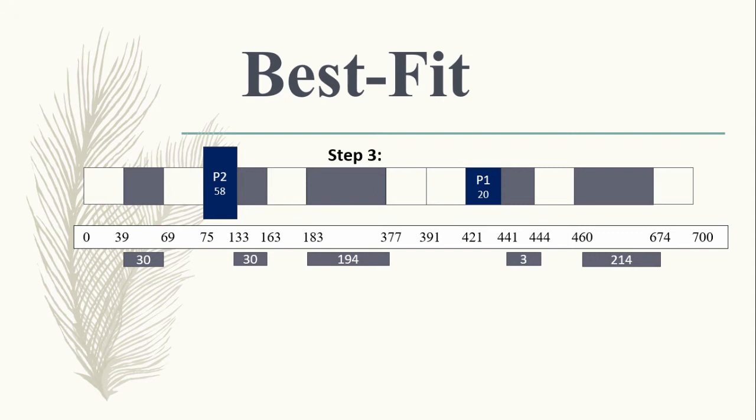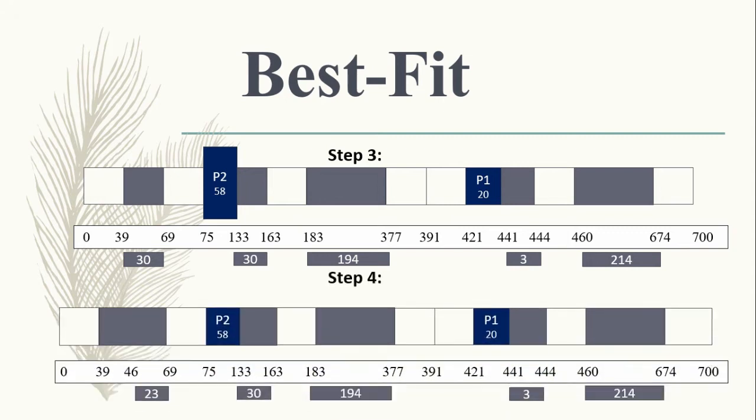Next, insert process 3 with the size of 7 kilobytes. The most suitable empty space that suits 7 is 30. So, insert process 3 here. 39 plus 7 is equal to 46.